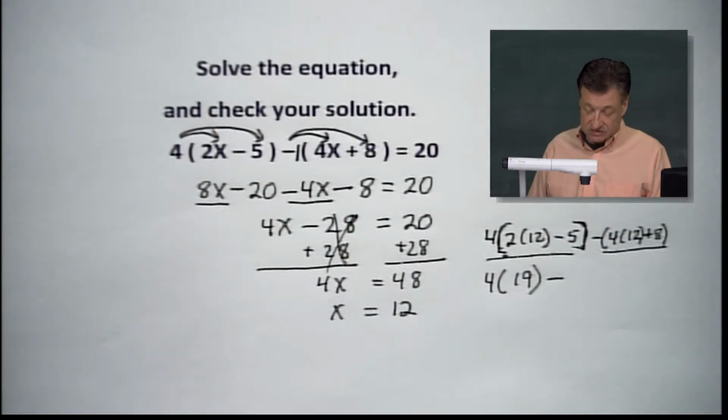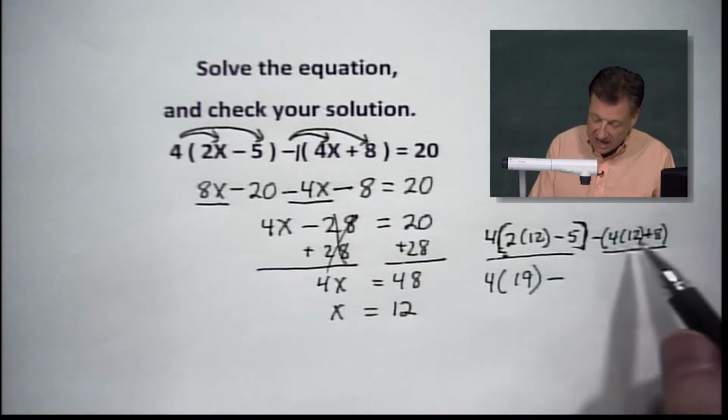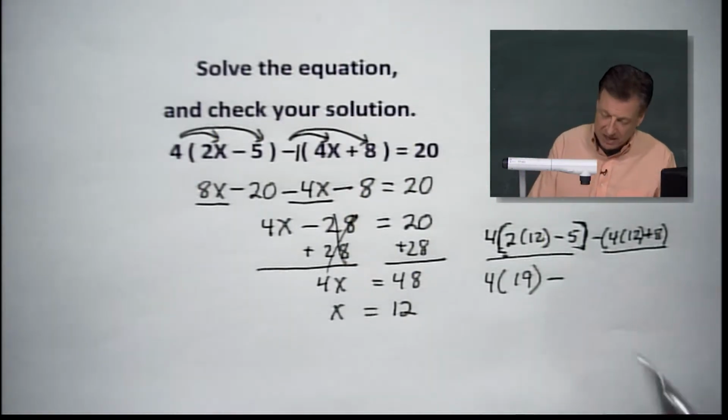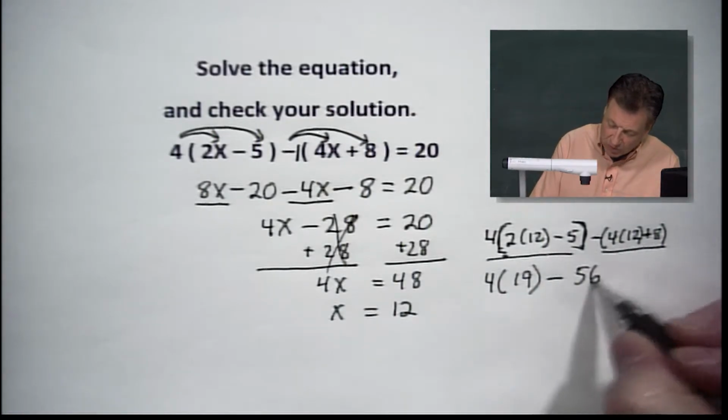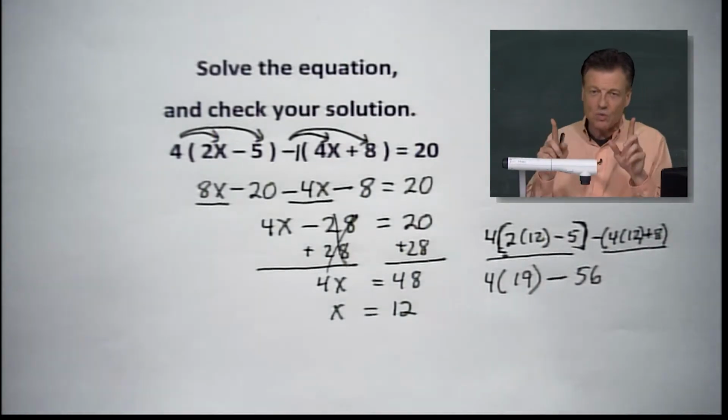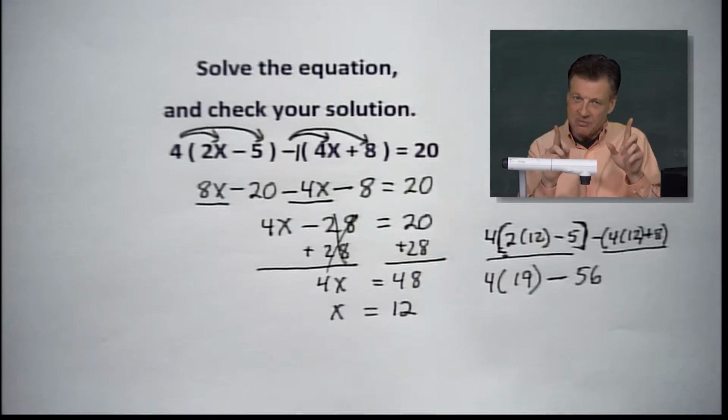4 times 12 is what? 48. And let's add 8 to that. Again, think about money. We're going to have 56 because we work the parentheses, then we subtract to check. Got it? Everybody good on that?